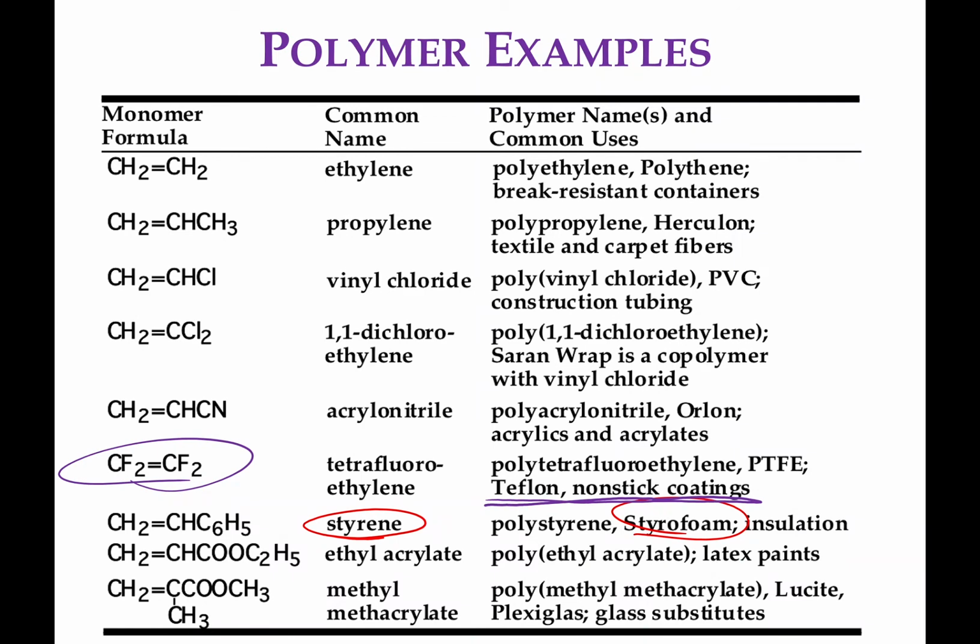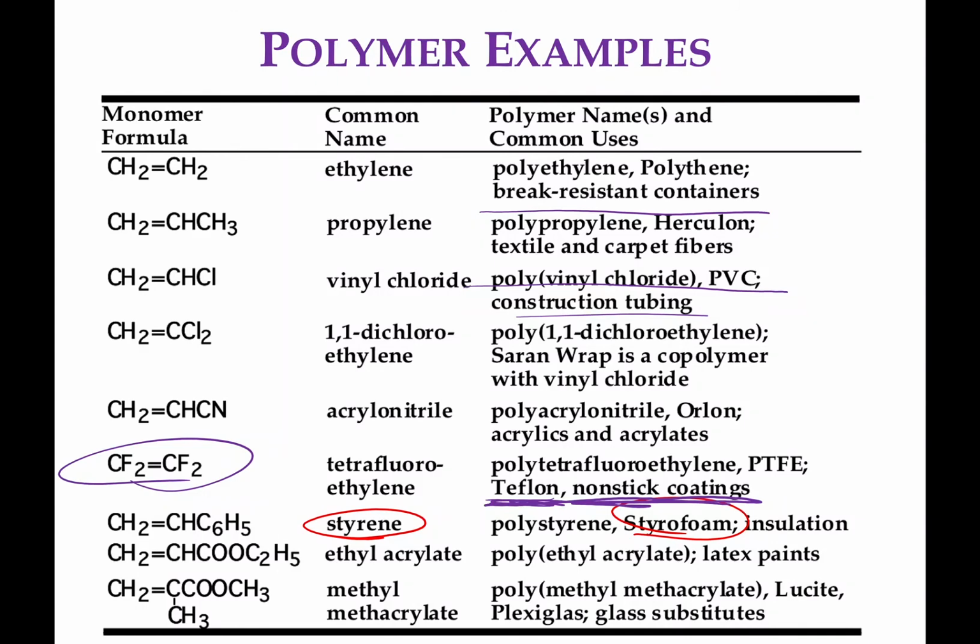It doesn't damage the steel as quickly, but it does help preserve the Teflon for longer if it's getting overheated. You use a lot of these most likely: break-resistant containers, PVC piping, construction tubing. Different types of polymer examples here for you to take a look at.